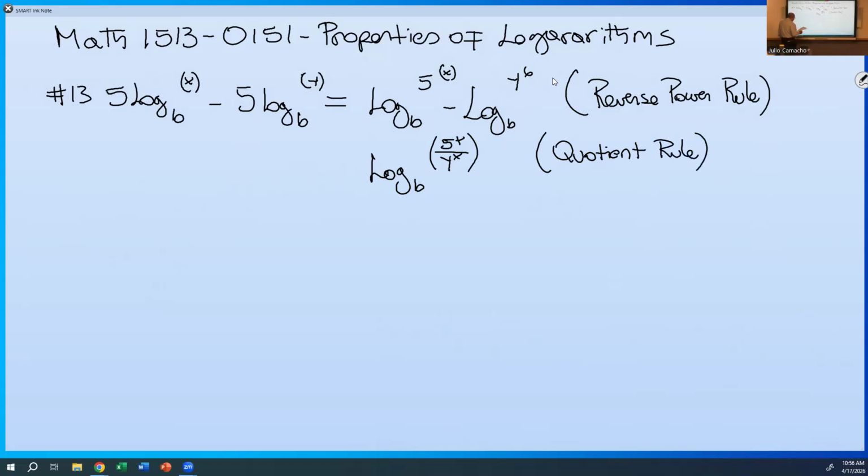Is there any other thing we can do there? Yes, sir? No? I guess we have done all that we can do. So that is example number 13. Let's go to example number 14 as you copy your notes.